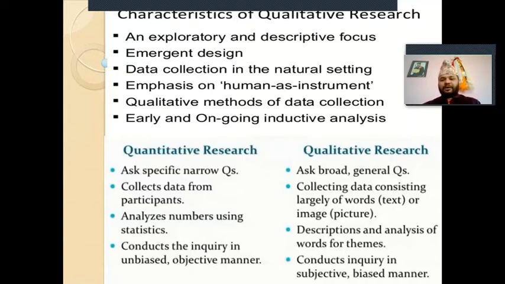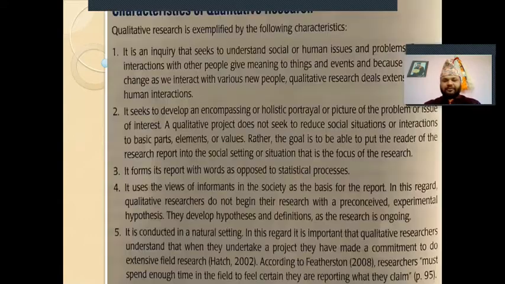Qualitative research deals with the subjective. That means it deals with the words, the phrases that people have said, and the facial expressions they have shown while sharing the information. These are the differences we can go through. And the characteristics of qualitative research again: it forms its report with words as opposed to statistical processes. It's not statistical, not in an objective form. It's in subjective form, descriptive form, lengthier form. These are the characteristics you can go through.